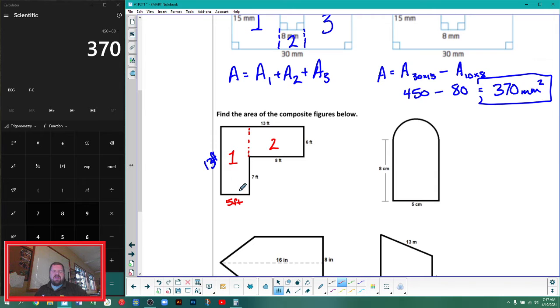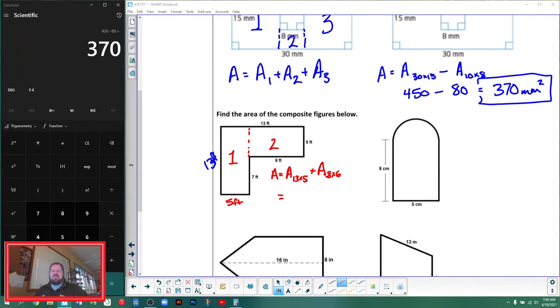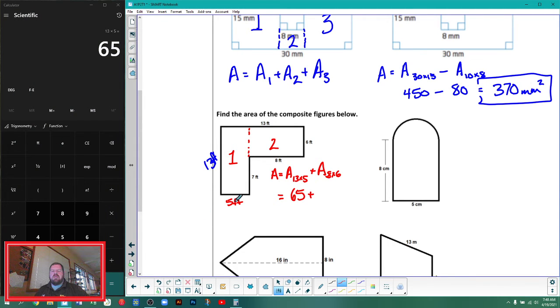So this section 1 is 13 by 5, so area-wise, I'm thinking that it's equal to the area of a 13 by 5 rectangle plus the area of section 2, which is an 8 by 6 rectangle. Okay, 13 times 5 is 65. 8 by 6 is 48. And so we'll get 113 as a total area. And those are square feet.